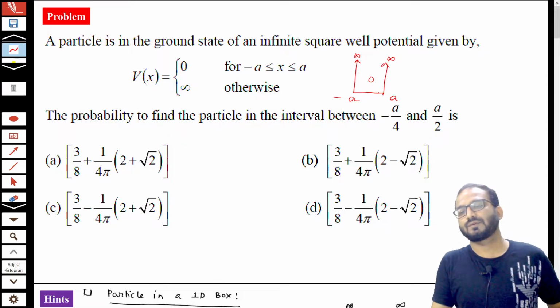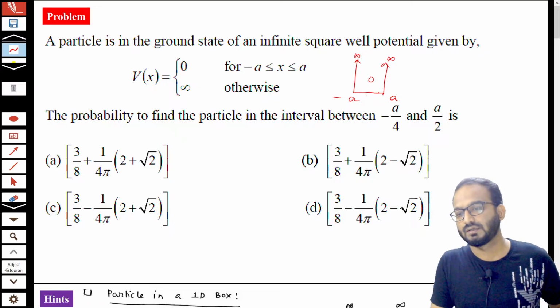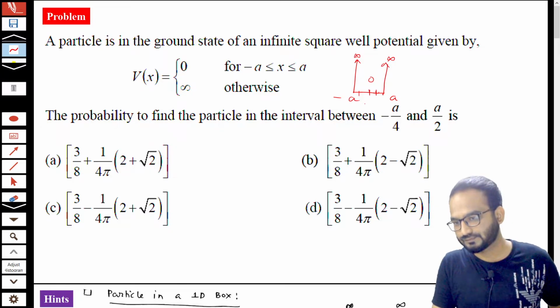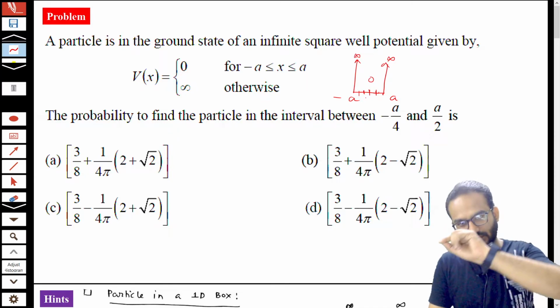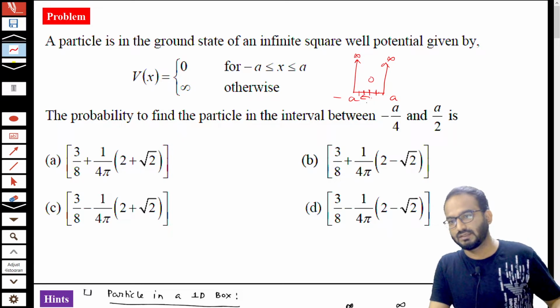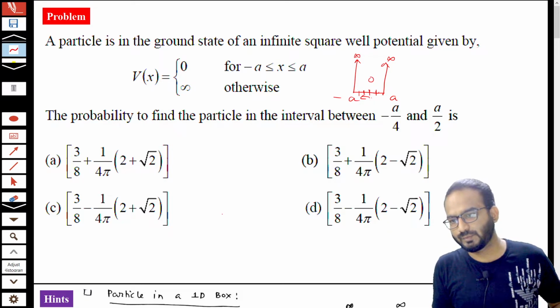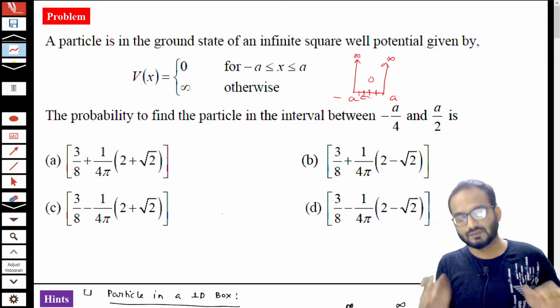The probability to find the particle between the interval minus a by 4 to plus a by 2. So this is 0, a by 2 is here, and minus a by 4 is like here. Because this is 0, we're going on the left side, so it will increase from here.